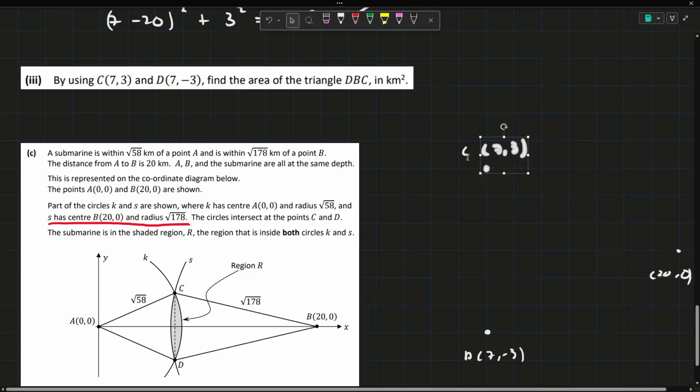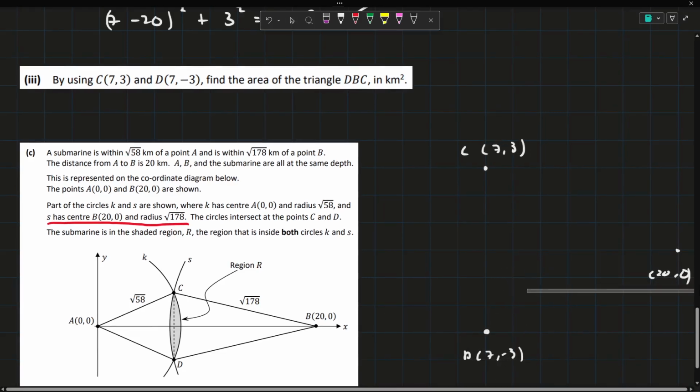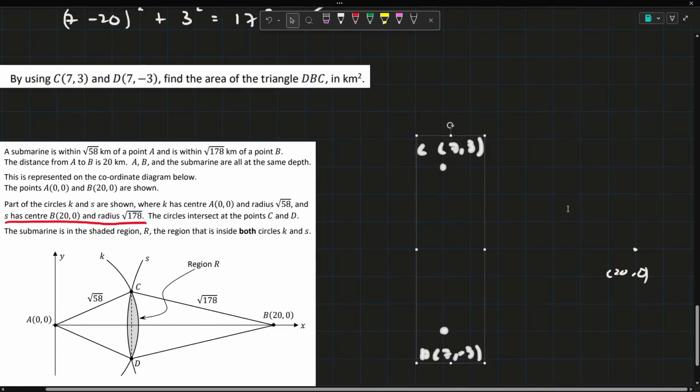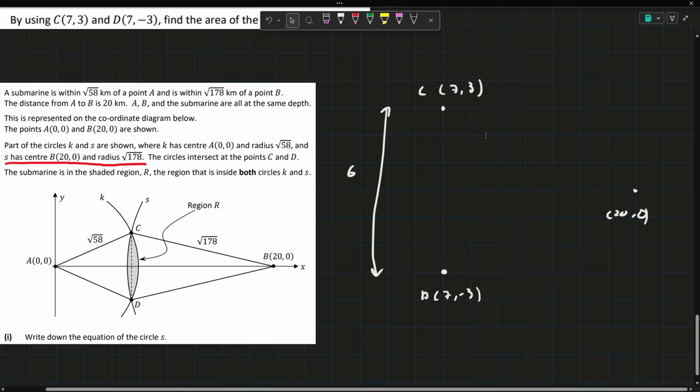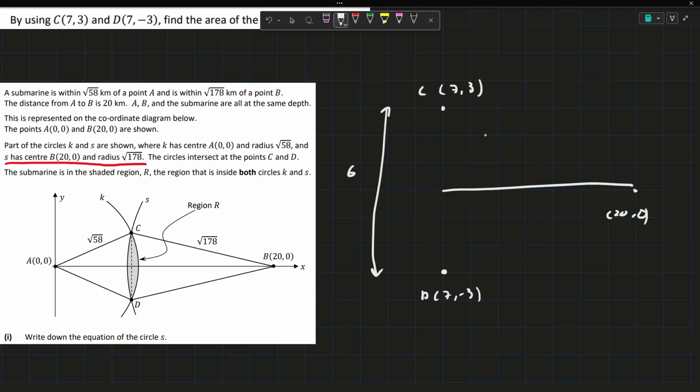We know that these two are directly above each other because they both have x-coordinate 7. So this is perpendicular to this, so we can easily find the base and the perpendicular height. The distance between these two points is going to be 6, because 3 minus minus 3 gives you 6. And here the x-coordinate is 7, so the distance between 7 and 20 is 20 minus 7, which is 13.